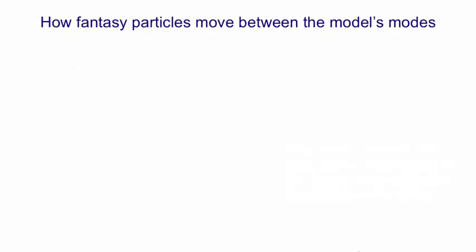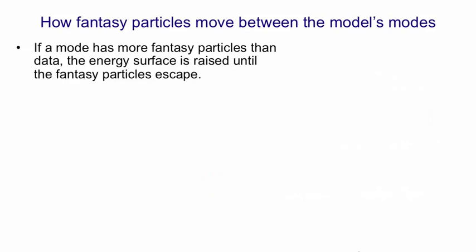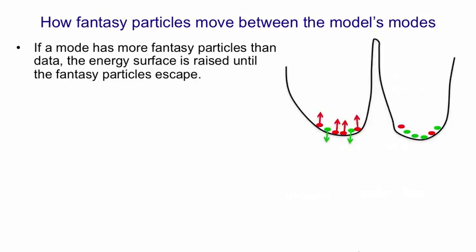So here's a picture that shows you what's going on. If there's a mode in the energy surface that has more fantasy particles than data, the energy surface will be raised until the fantasy particles escape from that mode. So the mode on the left has 4 fantasy particles and only 2 data points. So the effect of the learning is going to be to raise the energy there. And that energy barrier might be much too high for our Markov chain to be able to cross, so the mixing rate will be very slow.